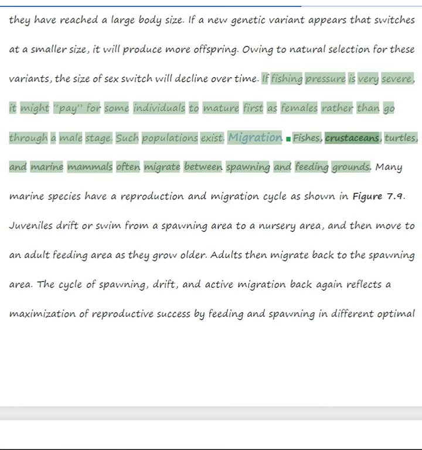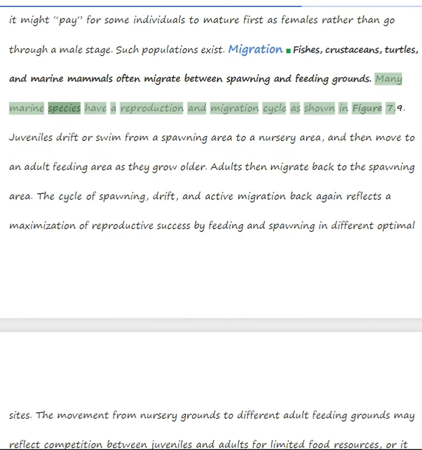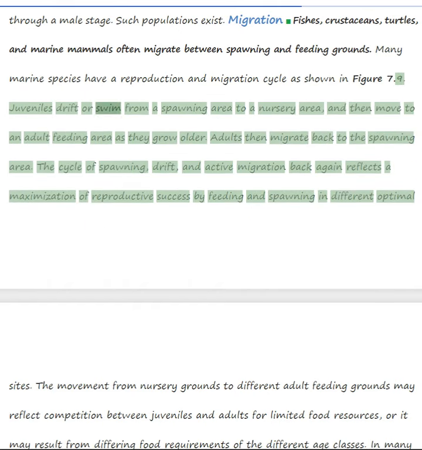Migration: fishes, crustaceans, turtles, and marine mammals often migrate between spawning and feeding grounds. Many marine species have a reproduction and migration cycle as shown in Figure 7.9. Juveniles drift or swim from a spawning area to a nursery area, and then move to an adult feeding area as they grow older. Adults then migrate back to the spawning area.